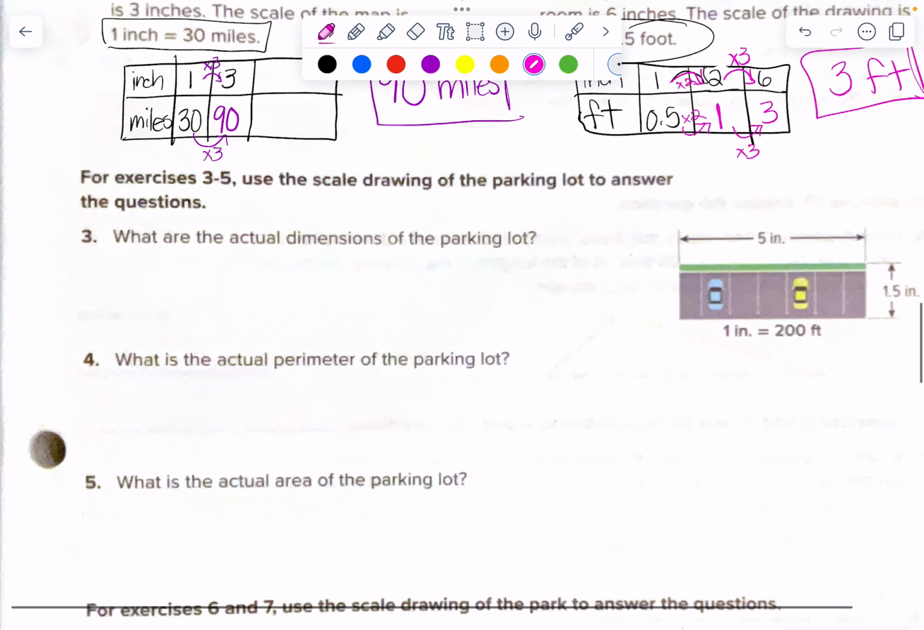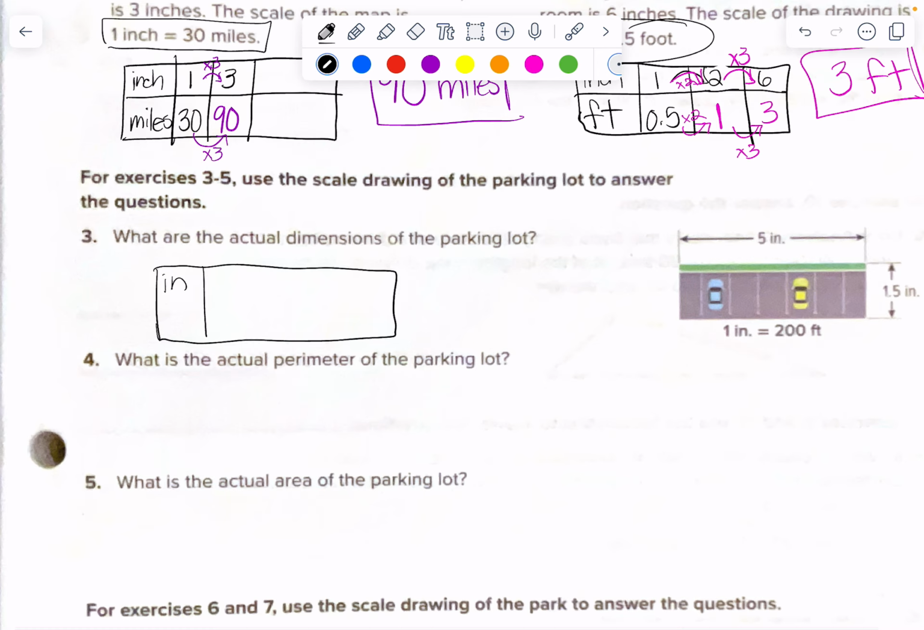Number 3, it says, what are the actual dimensions of the parking lot? So here, again, would be another good use of a ratio table. I'm going to look at my scale. 1 inch is 200 feet. And I'm going to always start with the scale. Okay, so that information that we're given. So I know 1 inch is 200 feet.